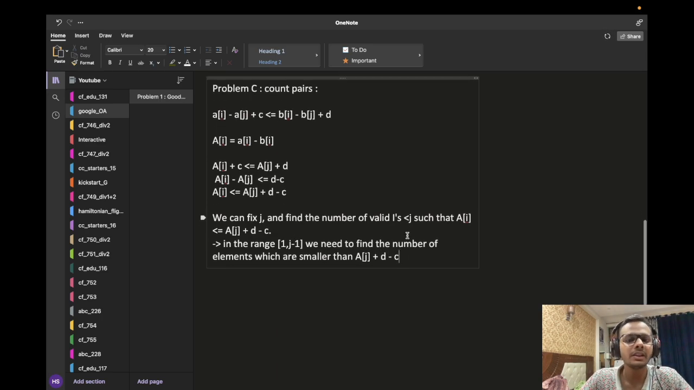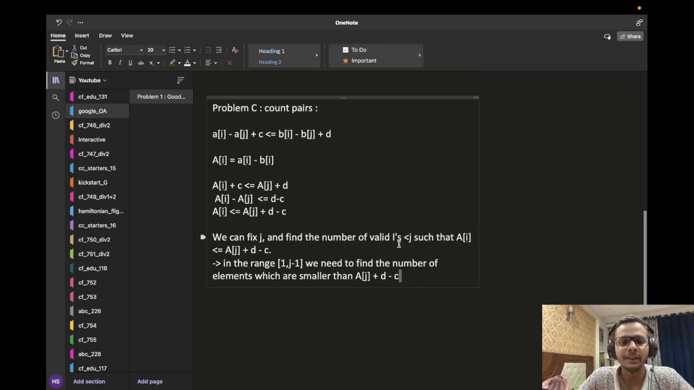Now there are various ways we can do this. A very standard way is to use a Fenwick tree here, and if you are too lazy to use a Fenwick tree but by chance you remember what the header files for using an ordered set are, then you can also use an ordered set. So I would personally prefer using an ordered set here. So you can just use an ordered set and find the number of elements in your set which are smaller than A_j plus d minus c, and that would be it, right?